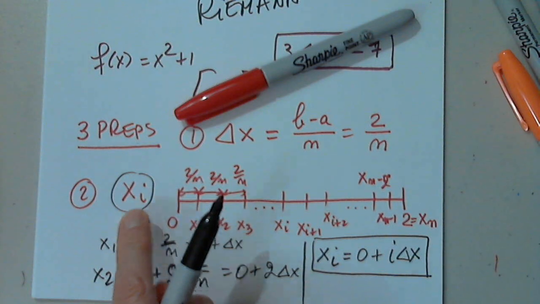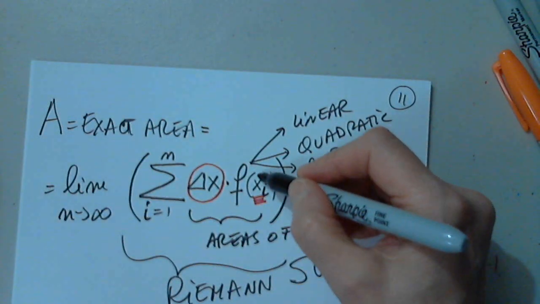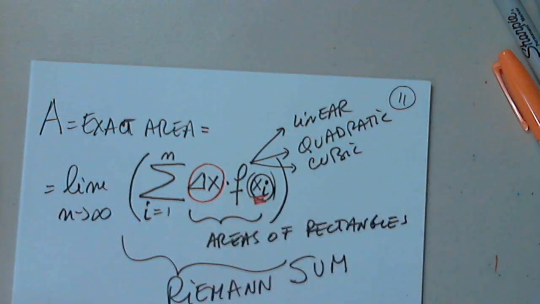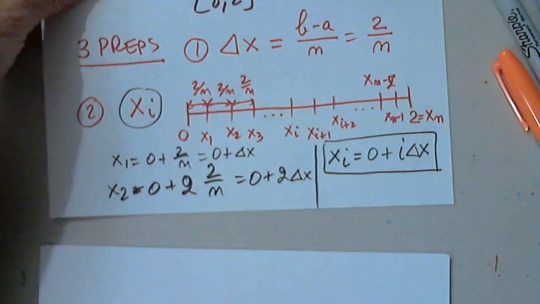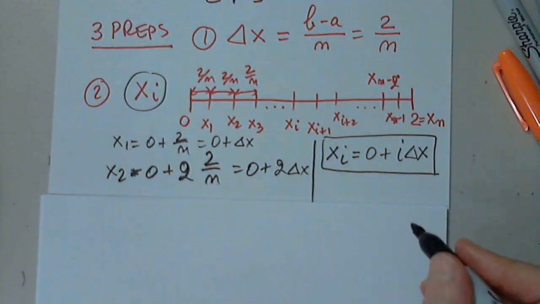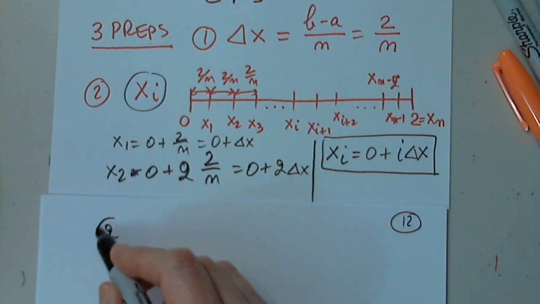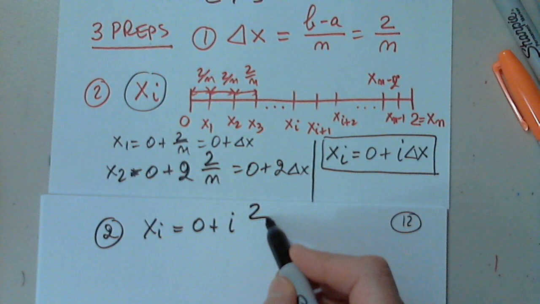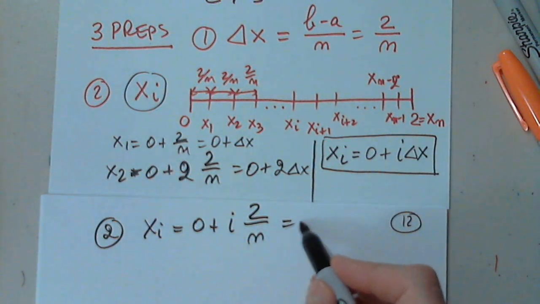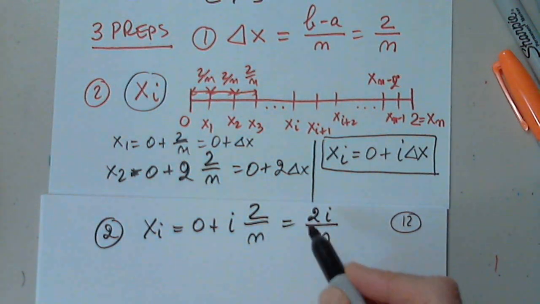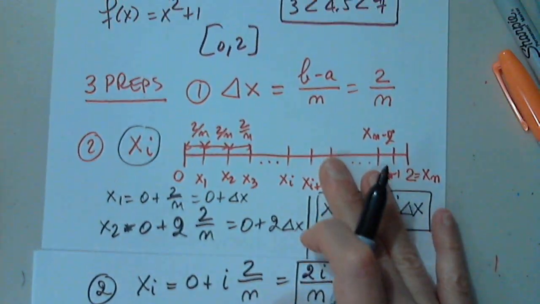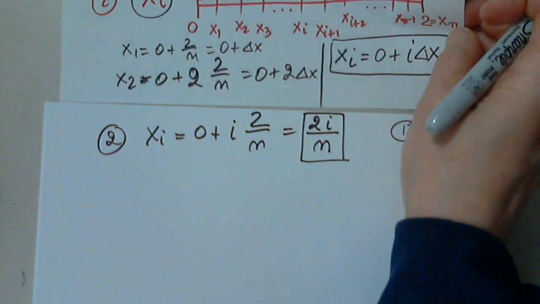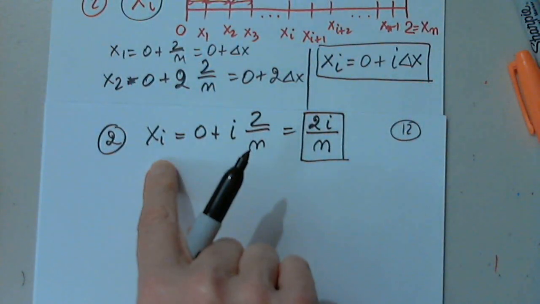I need this generic. Why do I need this generic? Because I need to put it in the function. That will be my third prep. So now let's finish up the second prep. It's not done yet. So then the second prep again, xi equals 0 plus i times 2 over n. Because it's 0, I'm going to write 2i over n. Done. So in prep number 1, I have 2 over n. In prep number 2, I have 2i over n for xi.